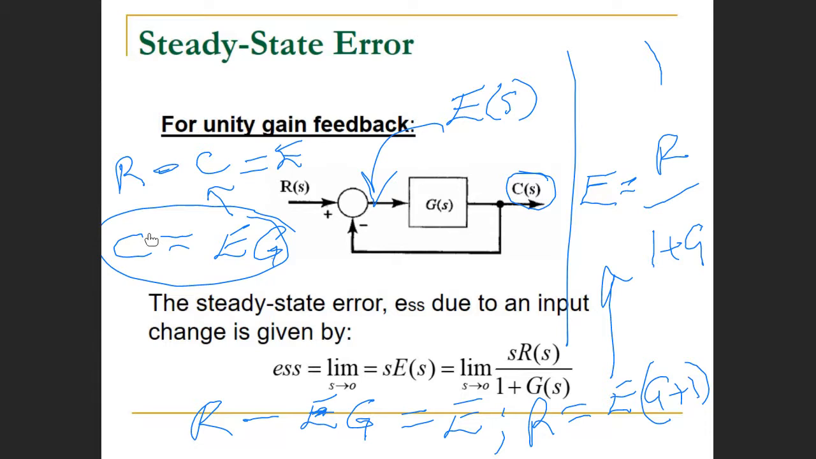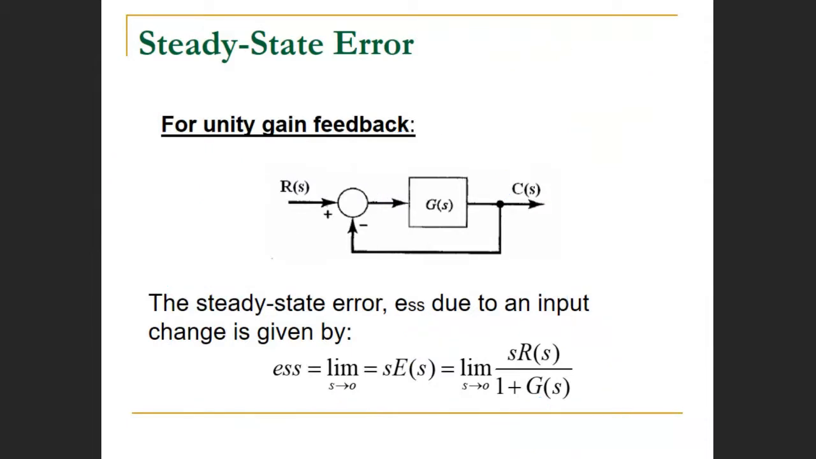Thank you, Kristen. So we have proven that E of S here is R over 1 plus G, and this expression is specific to this system. Let me erase some of this work here. This particular formula is specific to a unity gain system. If the system had a non-unity feedback transfer function, then of course the expression would look different.